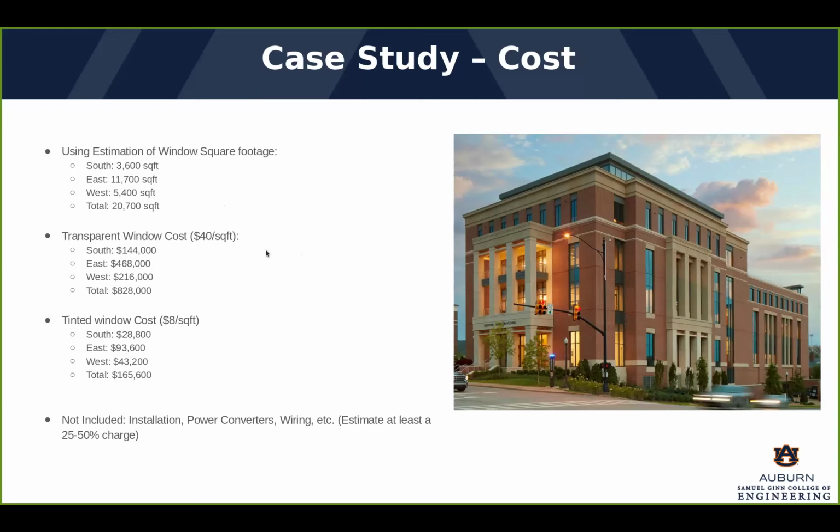Using the costs that we found in those previous studies at $40 a square foot for a transparent window, or $8 a square foot for a tinted window, you're looking at closing in on $1 million if you want to replace them all with transparent windows, or about $165,000 for the tinted style. And just to note, this is only the solar panel windows. It doesn't include installation, power converters, wiring the building, incorporating with the utilities. That would all be extra. It'd probably end up costing 25–50% more, if not more than that.